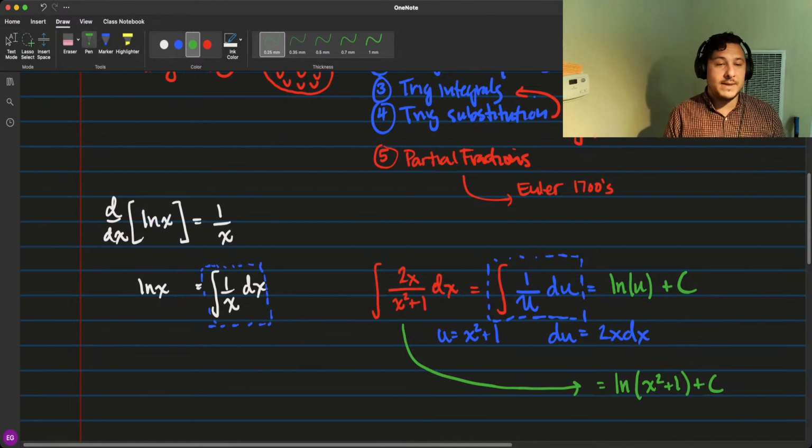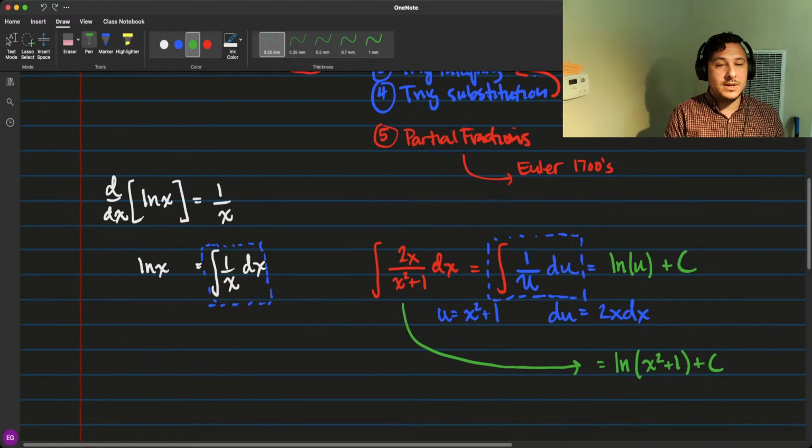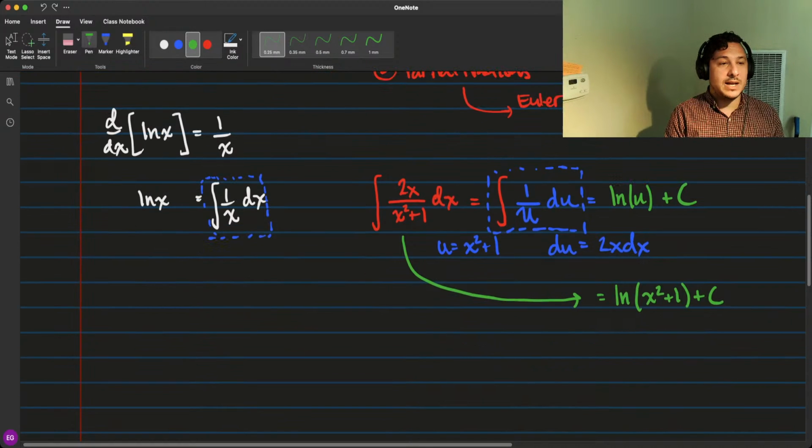Did everyone see how my integral of 2x over x squared plus 1 was really easy to do the u substitution to turn it into 1 over u? And then because I had the 1 over u, you just get the antiderivative, natural log of u. So I want to pause. Did that example make sense? Okay, so here's where you run into difficulties.